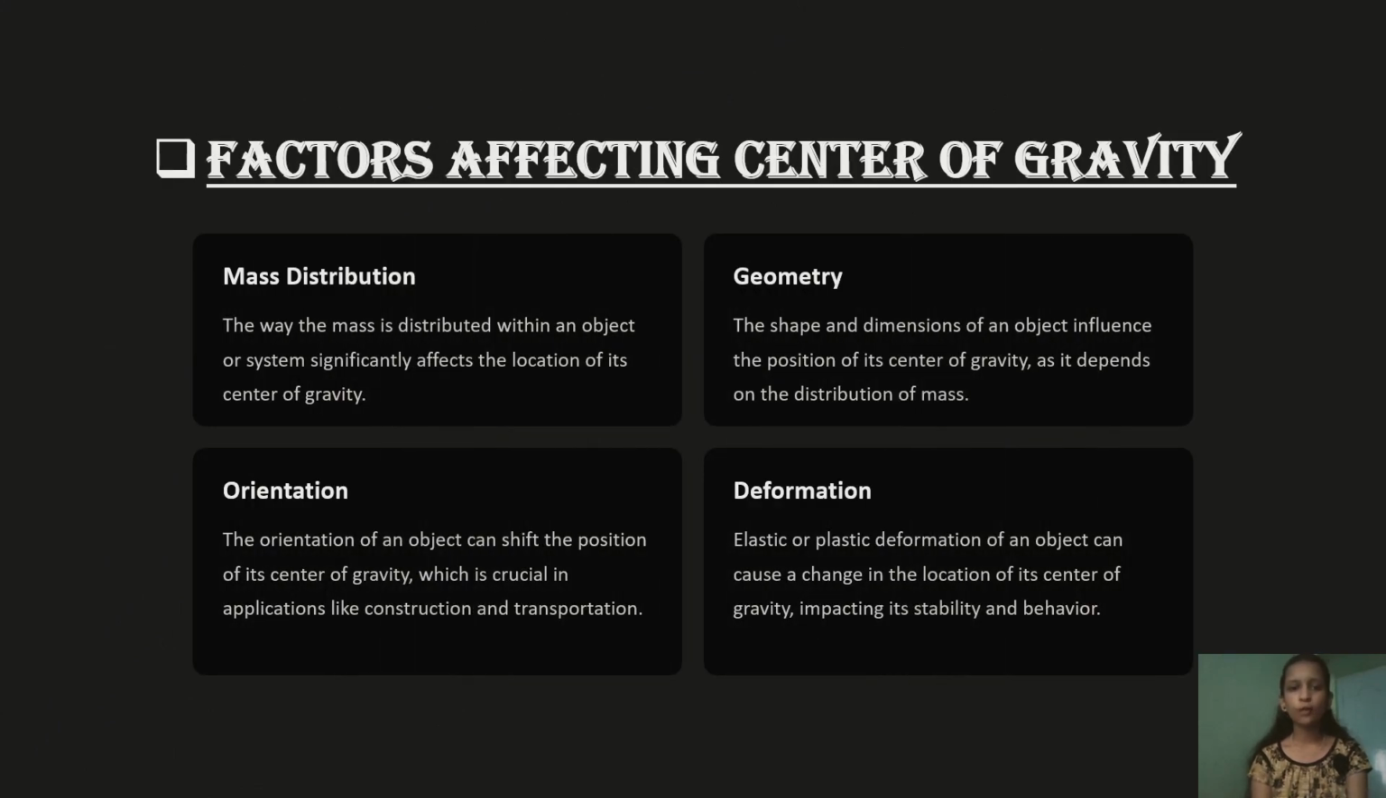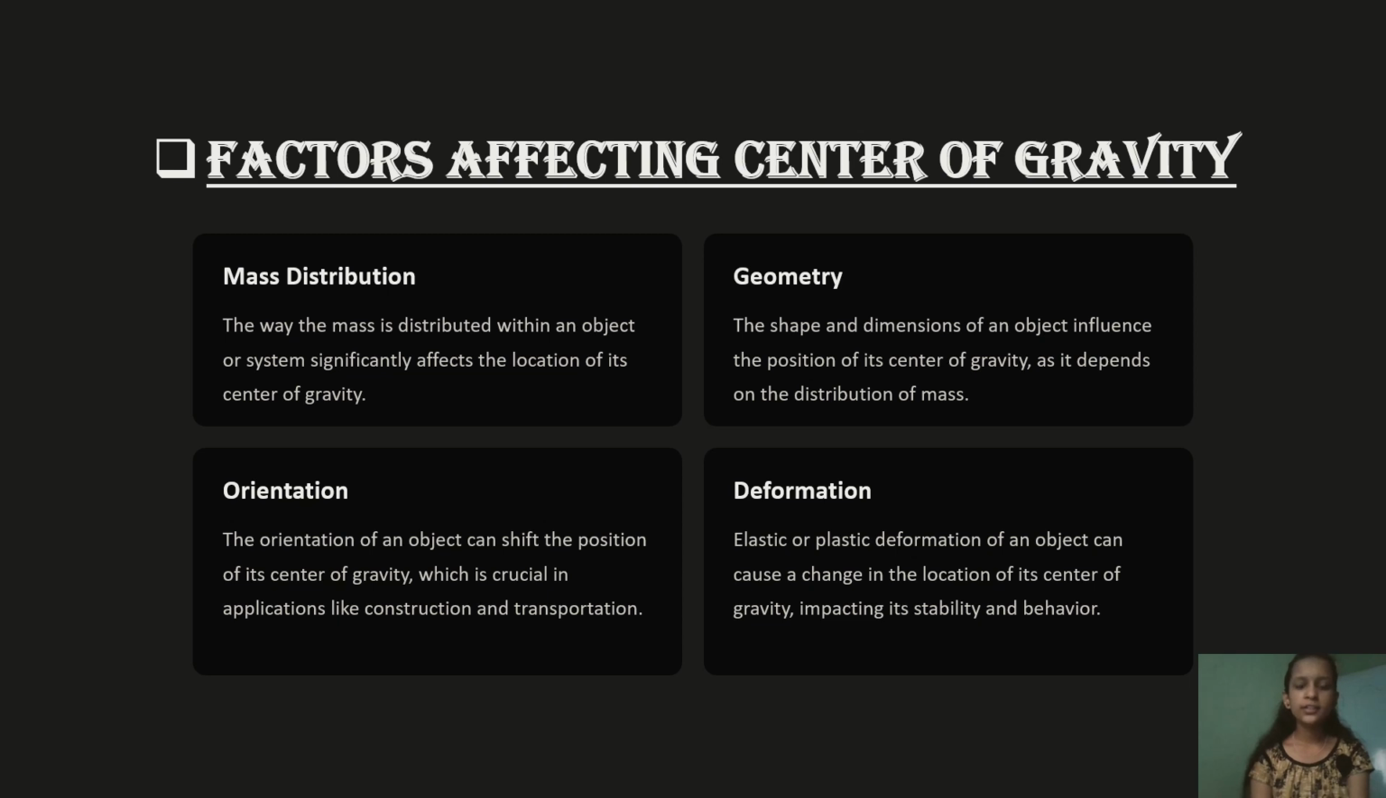Factors affecting center of gravity. There are mainly four factors which affect the center of gravity. They are mass distribution, geometry, orientation, and deformation. In mass distribution, the way the mass is distributed within an object or system significantly affects the location of its center of gravity. Geometry: the shape and dimensions of an object influence the position of its center of gravity, as it depends on the distribution of mass.